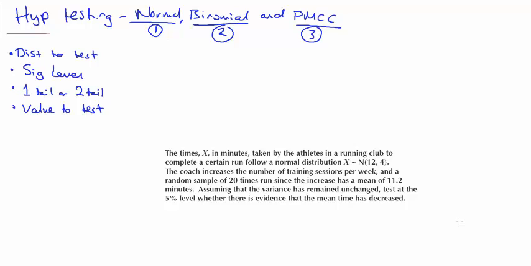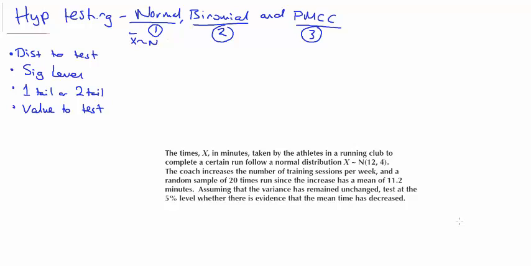Whenever you're doing any of these hypothesis test questions, there are 4 things you want to always keep in mind. Number 1 is you want to be clear on the distribution which you're testing. For the normal, it's always going to be the sample means. This thing right here is going to help you find the sample means, but I just want to make that clear.